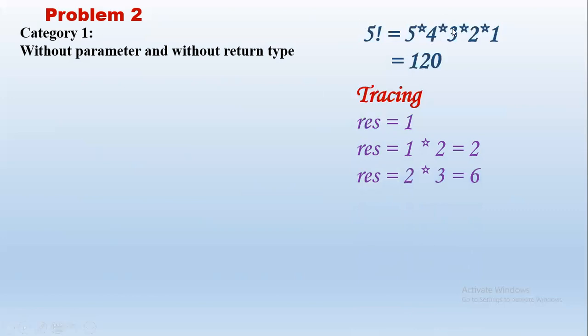We have multiplied the 3 numbers. Now the result has to be multiplied with 4. 6 into 4, we get 24. This result has to be multiplied with 5. So 24 into 5, we get the result as 120. Once the value of I is 5, when it gets incremented to 6, we will stop. We have got the factorial of 5 as 120. It is stored in the variable result.